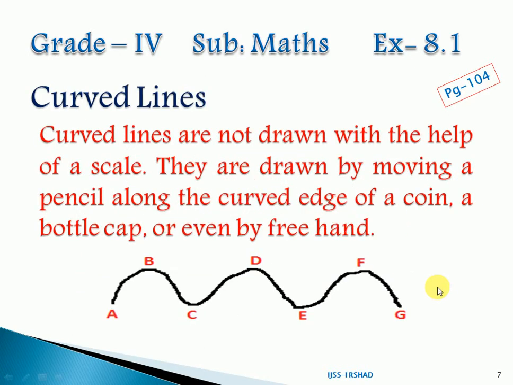And about the curved line, I told you curved lines are not drawn with the help of a scale. They can be drawn by moving a pencil along the curved edges of a coin, a bottle cap, or even by free hand. So here on this curved line you can see A, B, C, D, E, F, G.